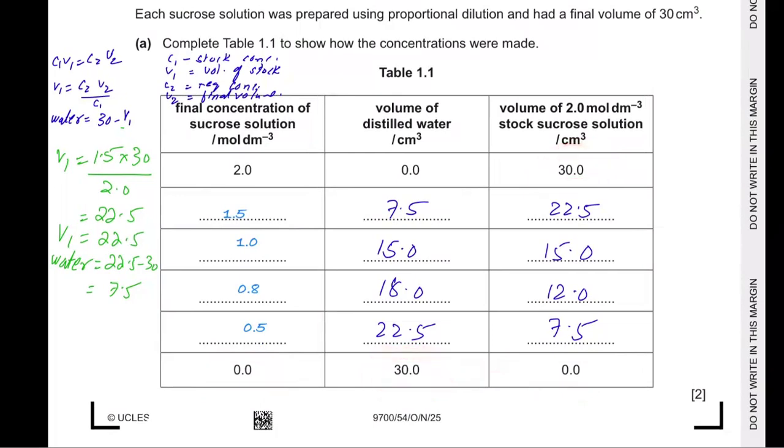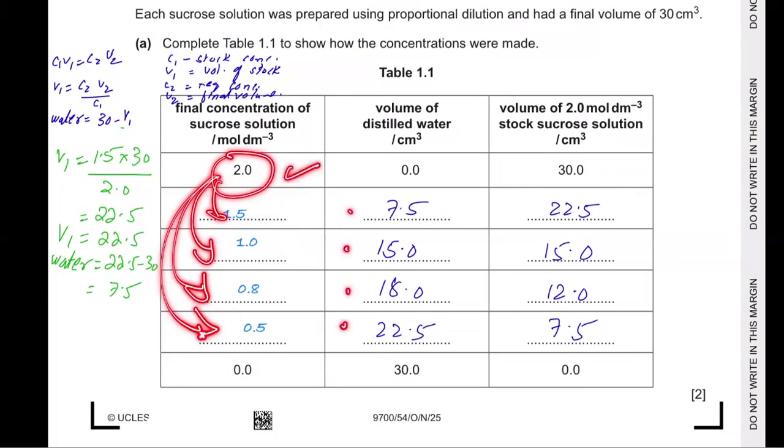So how do you make up the remaining dilutions? The final concentration is 2, but this is 0. So what will we do? We'll use the proportional dilution formula C1V1 = C2V2 and devise our own values here. For example, I can dilute to 1.5, I can make a 1.0 solution, I can make 0.8, and I can make 0.5. Using this standard solution as a stock solution, I'm making all the solutions by proportional dilution, adding the appropriate volume of distilled water and sucrose solution to get the final concentration which I desire.